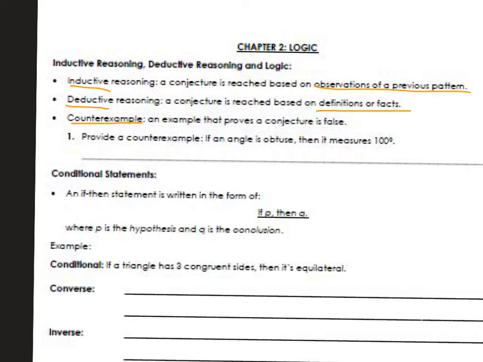false. So for example, if an angle is obtuse, then it measures 100 degrees. Well, we can find a counterexample there by naming any other obtuse angle, like 95 degrees is obtuse. It's the proof of an angle that's obtuse, that is not 100 degrees, therefore being a counterexample to the statement, if an angle is obtuse, then it measures 100 degrees.